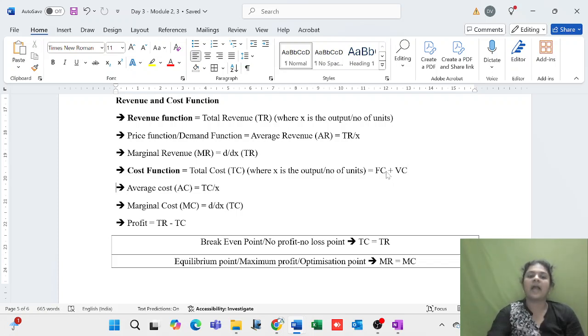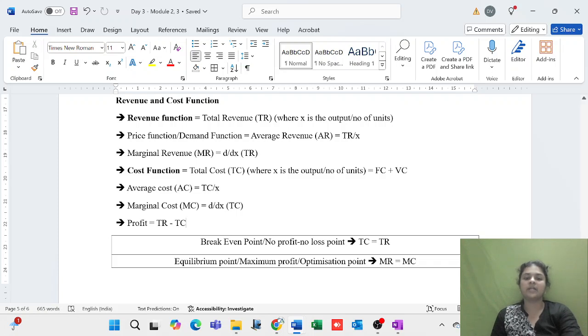Average cost is given as total cost, which is variable plus fixed, divided by x. And marginal cost, same rule, total cost, differentiate the equation of total cost to get the marginal cost. Now what is the rule of profit? Profit is total revenue minus total cost.